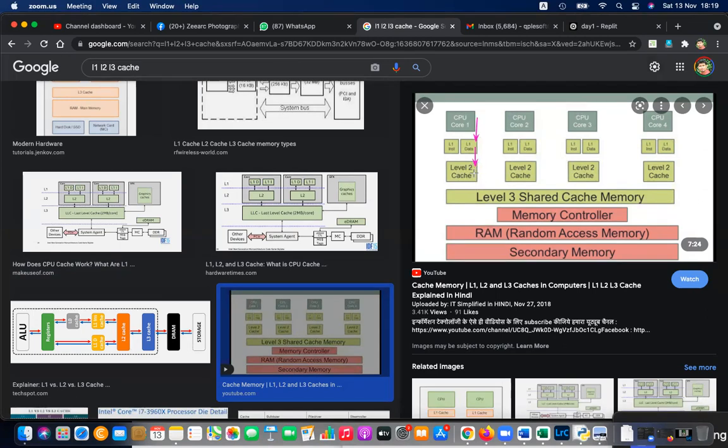If the data is there in L2, we call it an L2 cache hit. Otherwise, cache miss. If L2 cache miss, it will go and search L3. If the data is there in the L3 cache, then L3 cache hit. Otherwise, L3 cache miss. If L3 cache miss, it will go and search in the main memory, the random access memory. If it is there in the RAM, it is a hit, if not a miss. Then it will go to the secondary storage.